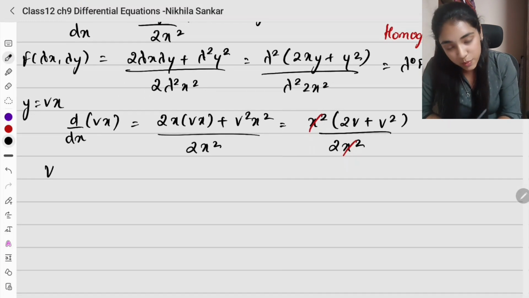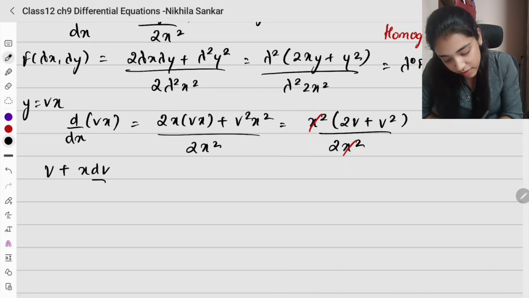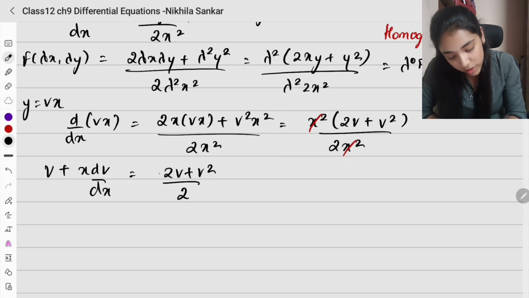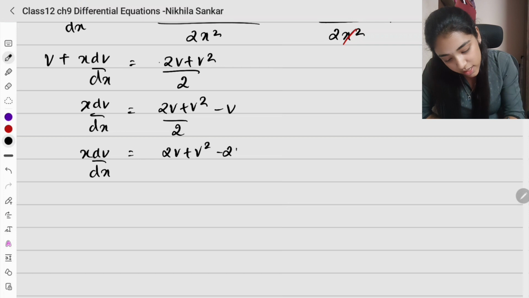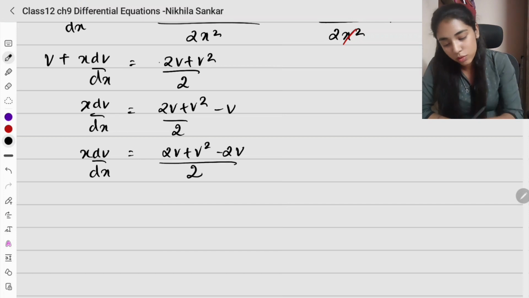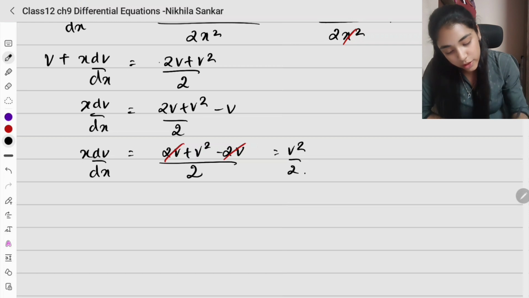Left hand side, what do we have? v dx by dx plus x dv by dx equals 2v plus v square the whole divided by 2. Taking v to the other side, x dv by dx equals 2v plus v square divided by 2 minus v. Taking LCM, I have x dv by dx equals 2v plus v square minus 2v the whole divided by 2. The 2v and the 2v get cancelled, so I am left with v square divided by 2.